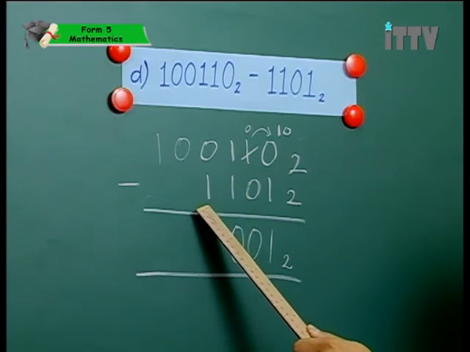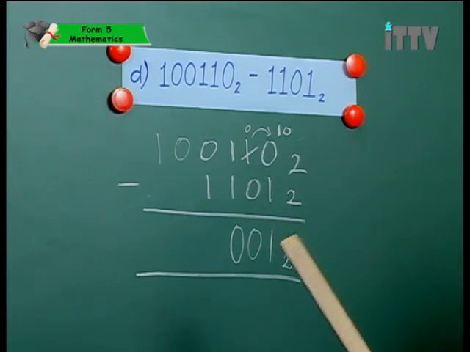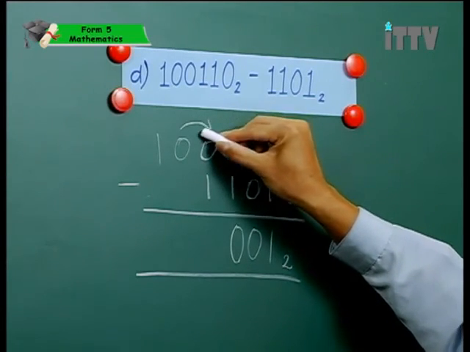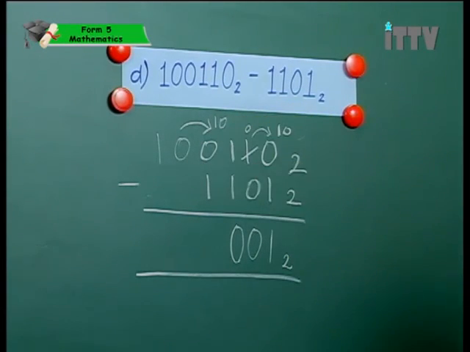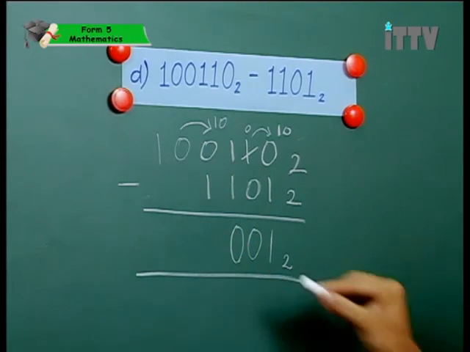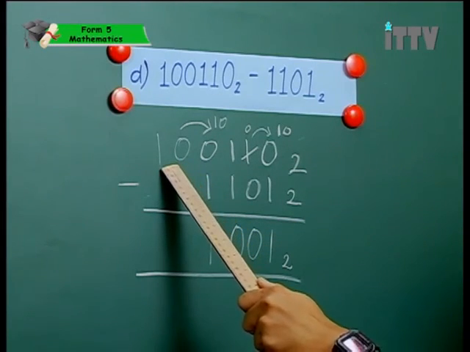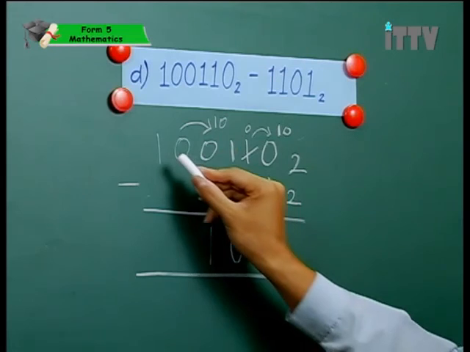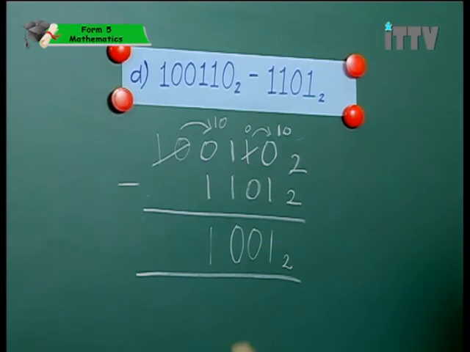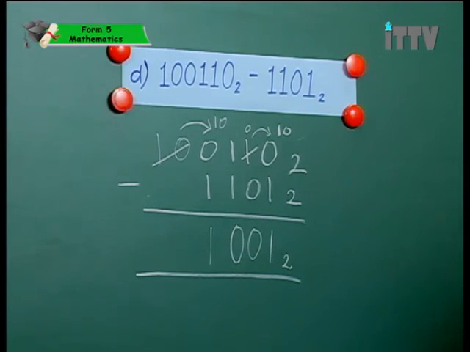0 minus 1. There is no way it can happen. So it has to borrow from the neighbor. So it borrows from this 1, 0 right here, and every time you borrow, you're borrowing 1, 0. So 1, 0 minus 1 gives us 1. And since the 1 has already lent, there will be nothing left right there. So the result is 1001 in base 2.